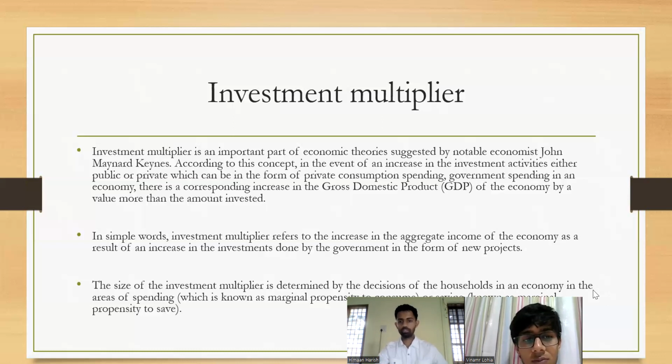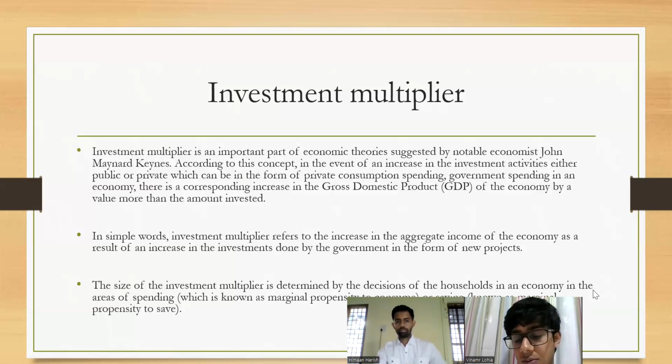So decisions in the households are influenced by spending and savings. Mainly it depends on income. When there is income, there is savings, and later there's consumption or spending as well. Isn't it right? Yeah.